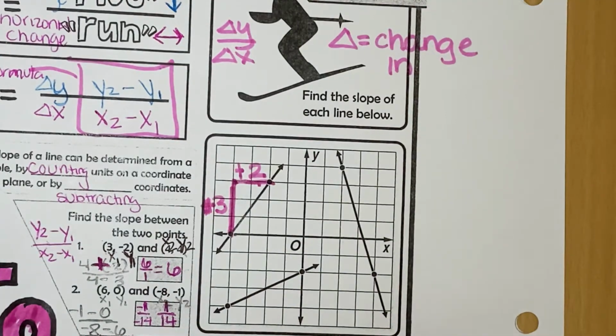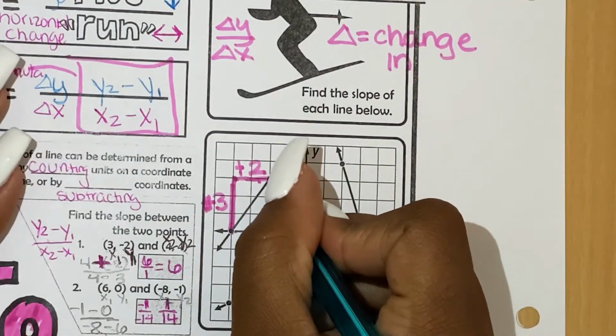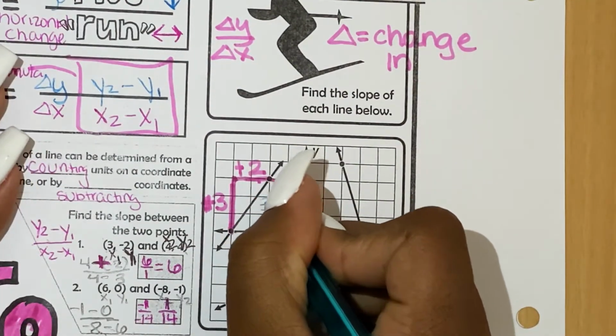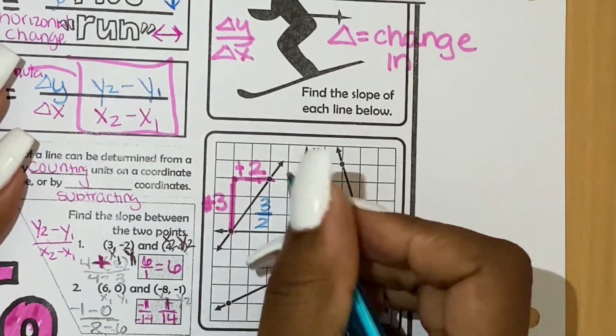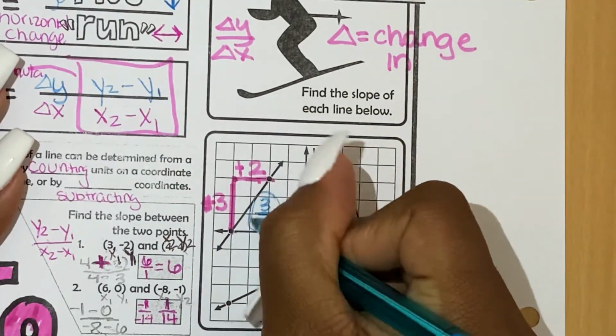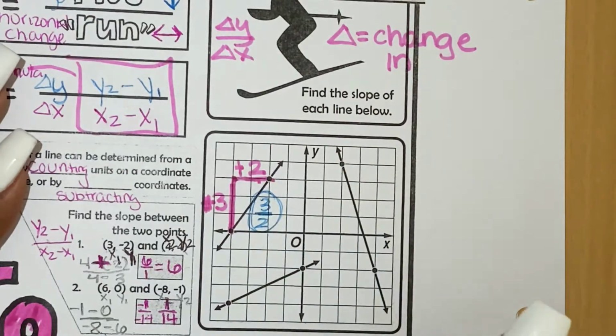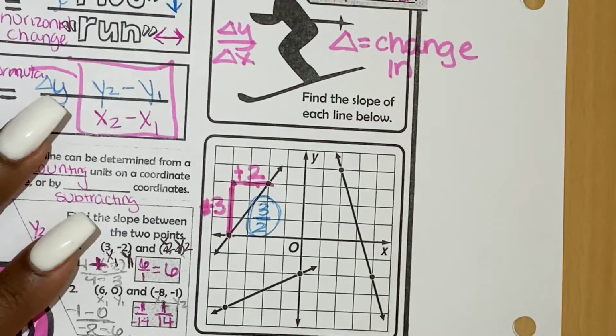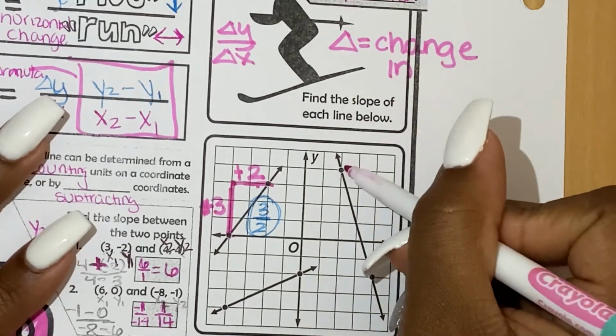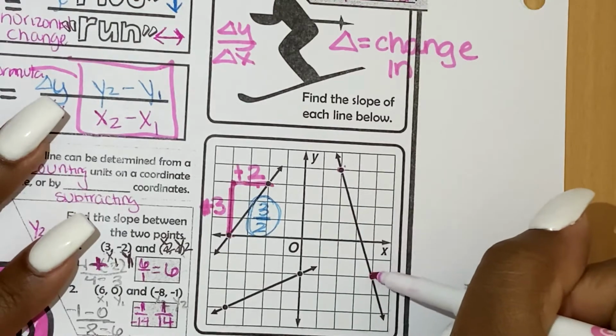That means the slope of this line here is +3 over 2. That is your answer for that line. Let's look at the next line. I want to go here. We need to know how to get from one point to the next. Here's one up here. They gave us one down here.